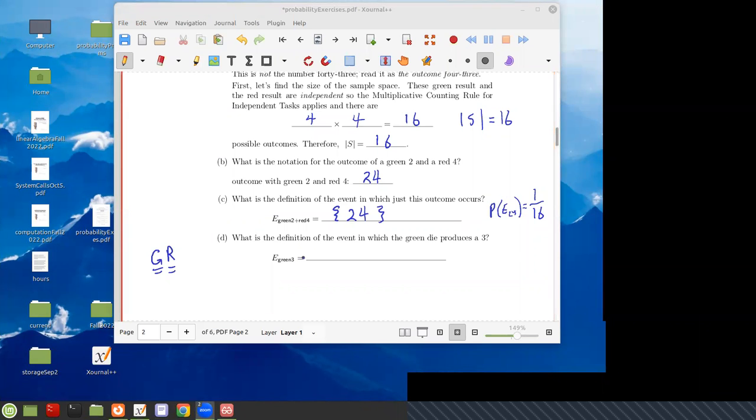Okay, so the green has to be a 3. So it's going to be the set of all outcomes in which the first result is a 3, but the red die can be anything. So we would write (3,1), (3,2), (3,3), (3,4). And that is the definition of the event as a subset of the outcomes, of there being a green 3.